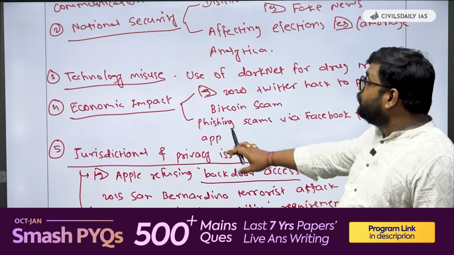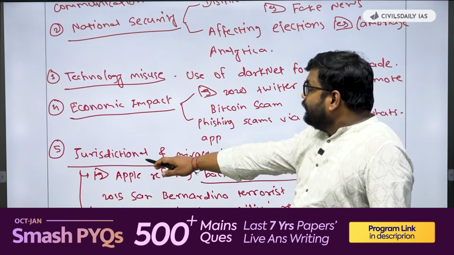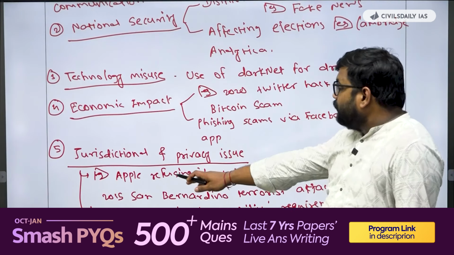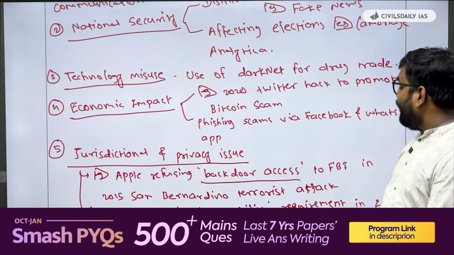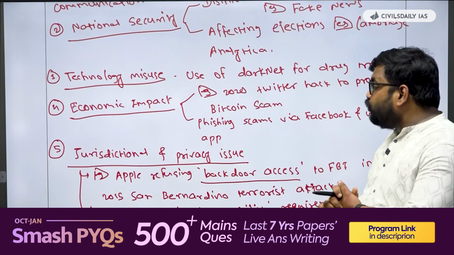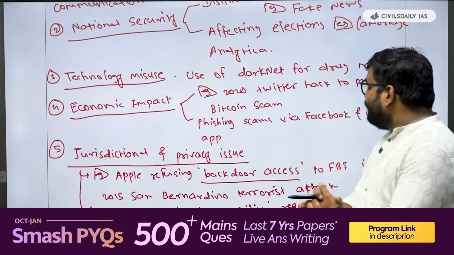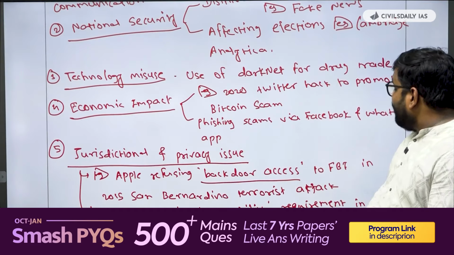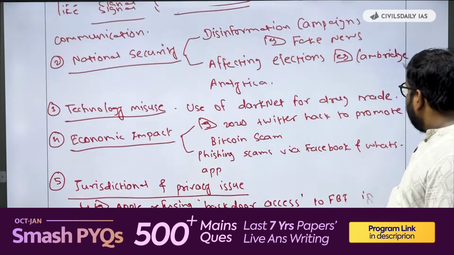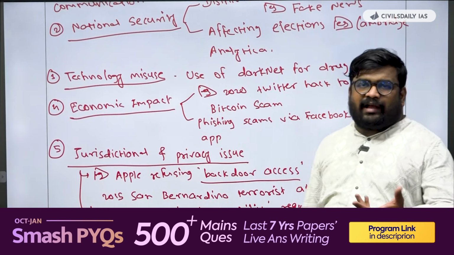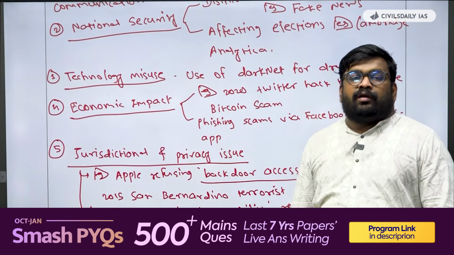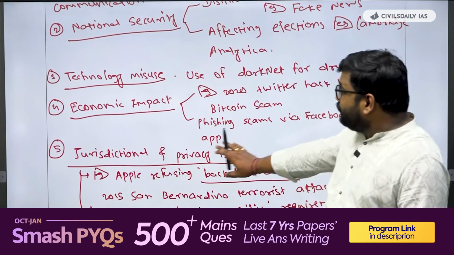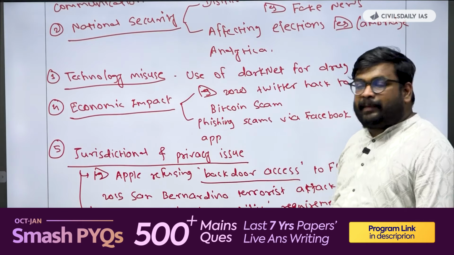Then law enforcement faces jurisdictional and privacy issues. For example, Apple refusing backdoor access to the FBI in the 2015 terrorist attack. Then Facebook, or Meta, challenging the traceability requirement in India's IT rules. Basically, Meta has challenged the traceability provision in India's IT rules in the Delhi High Court. So that highlights the jurisdictional and privacy issue.